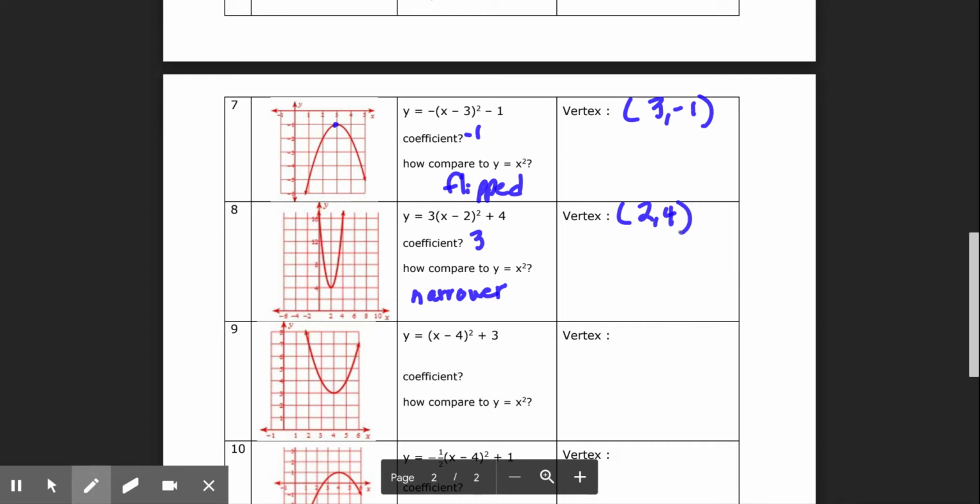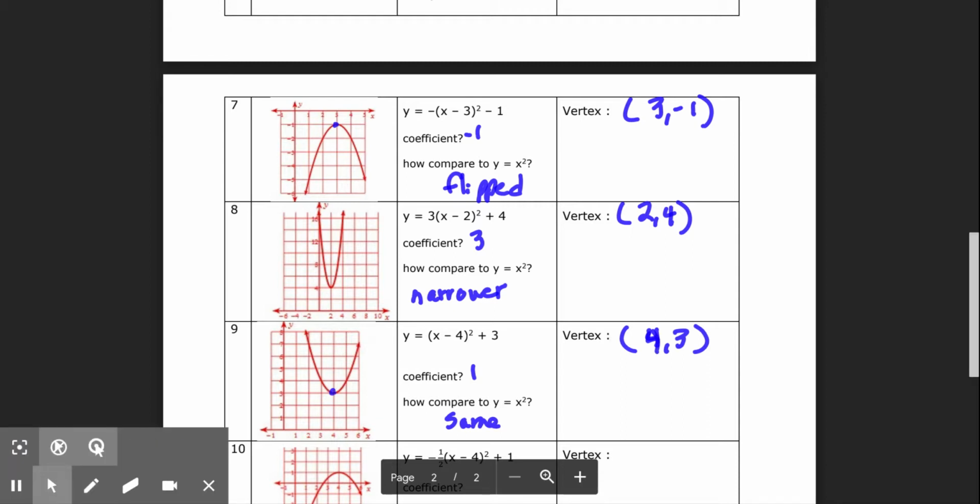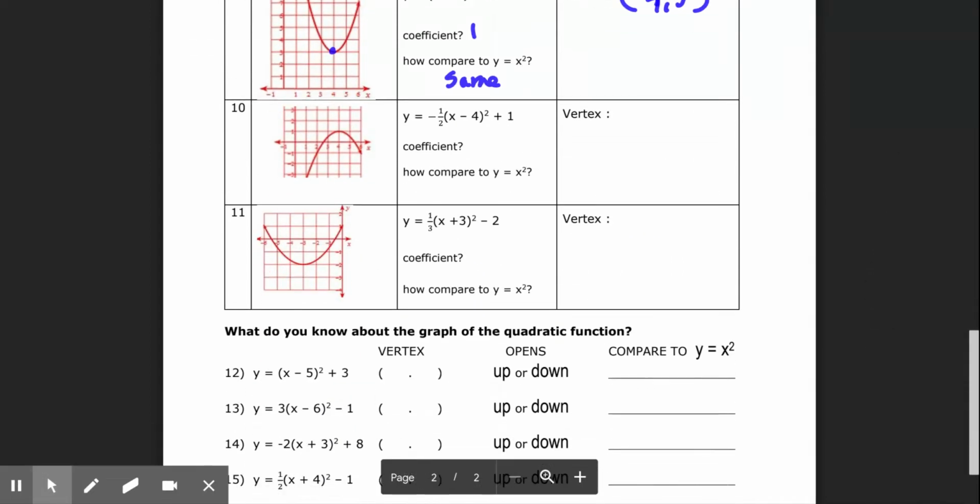Number 9, your coefficient is 1, so this is actually going to be the same. And the vertex would be (4, 3). And looking at it, that is (4, 3). Number 10, coefficient's -1/2. And how is this compared? It's flipped and wider. And then the vertex is (4, 1).